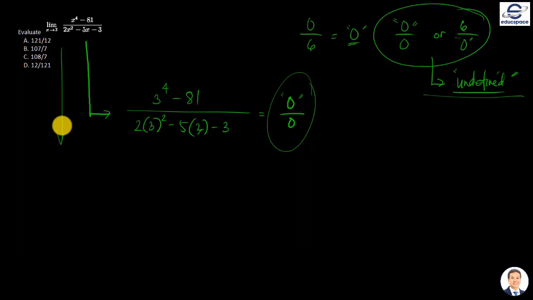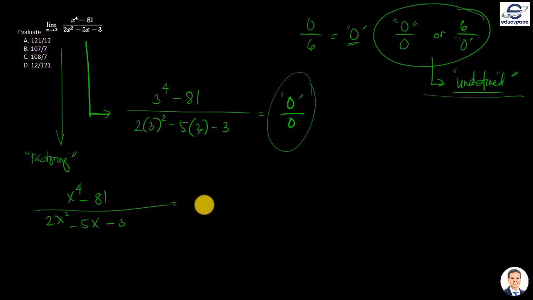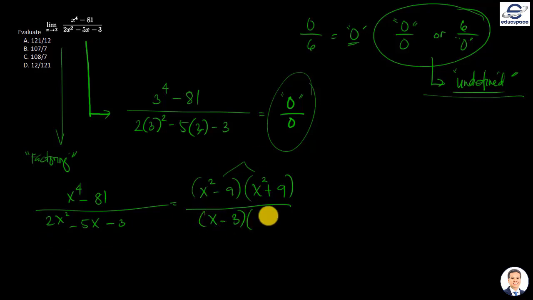So what can we do here? Again, using our factoring technique learned from algebra. We have this expression, x to the 4th minus 81, and then 2x squared minus 5x minus 3. The numerator can be factored as x squared minus 9 times x squared plus 9, as you can see. This is again an algebra principle. And then in the denominator, we can factor this as x minus 3 and 2x plus 1. We can test this for the purpose of discussion.